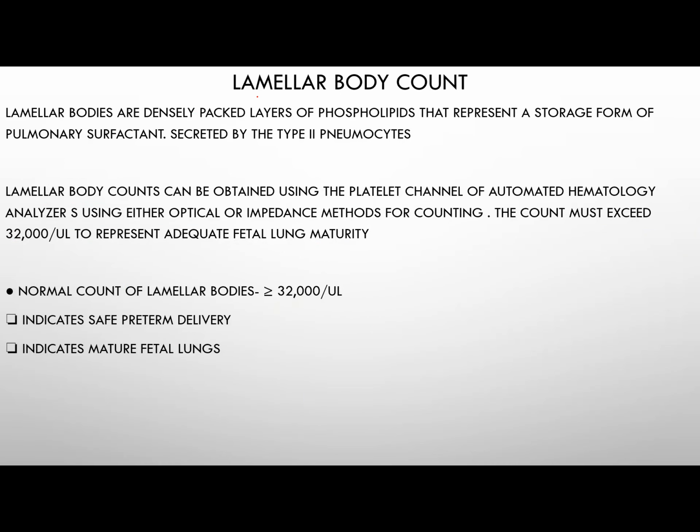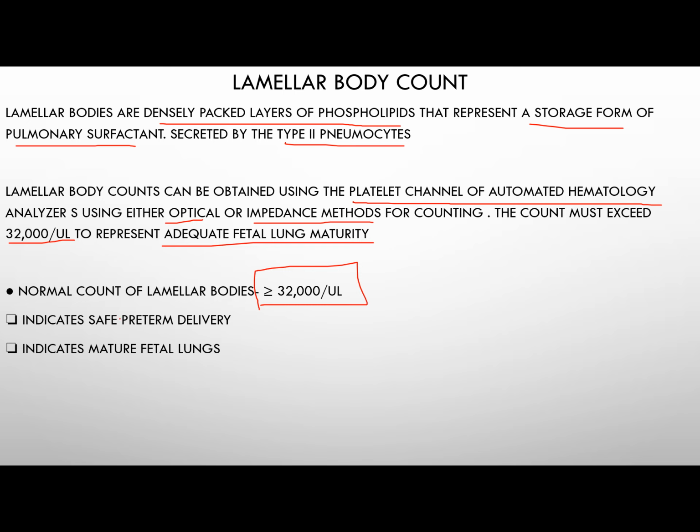Then we have your lamellar body count. Lamellar bodies are densely packed layers of phospholipid that represent a storage form of pulmonary surfactant. They are secreted by the type 2 pneumocyte. Lamellar body count can be obtained using the platelet channel of an automated hematology analyzer using either optical or impedance method. The count must exceed 32,000 per microliter to represent adequate fetal lung maturity. So the normal value of your lamellar bodies is greater than 32,000 per microliter. This would indicate safe preterm delivery and mature fetal lungs.